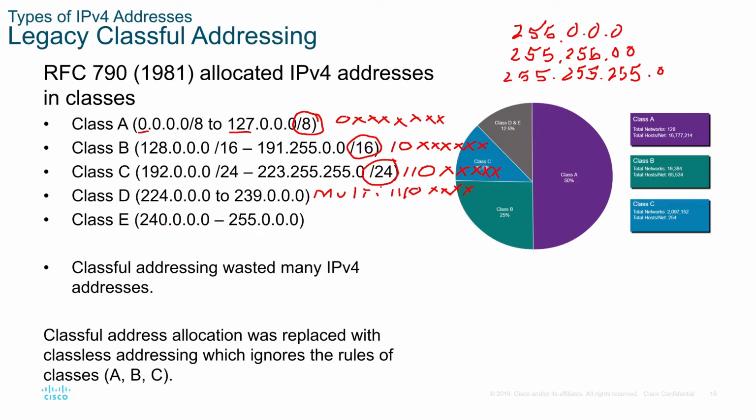Class E's start with 1111. Class E's are experimental, and these are used by companies and developers when developing new products.